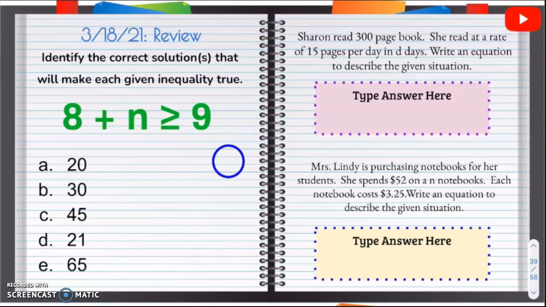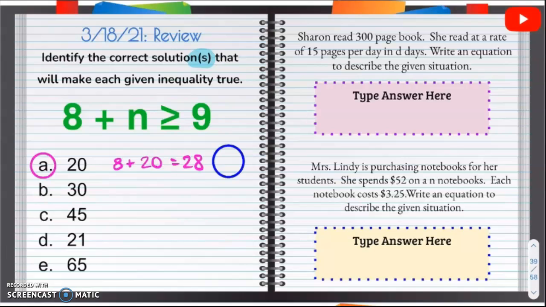Our review. We're going to identify the correct solution or solutions, meaning there could be more than one here, that will make the given inequality true. All right, so the first one we're going to take a look at: if n equaled 20, we'd have 8 plus 20. Is that greater than or equal to 9? That equals 28. Yes, that's bigger than 9, so A is going to be one of our answers.